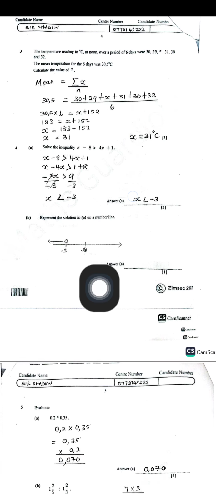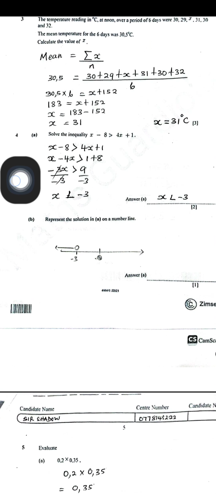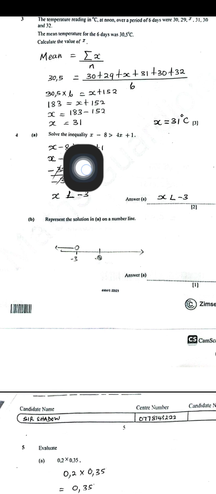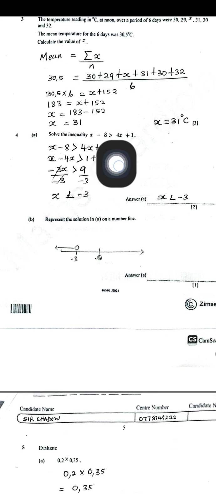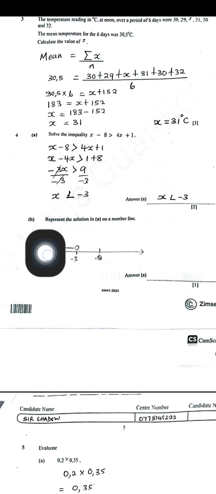Right, let's move on to another question, which is question number 4a. Solve the inequality: x minus 8 is greater than 4x plus 1. x minus 8 is greater than 4x plus 1.